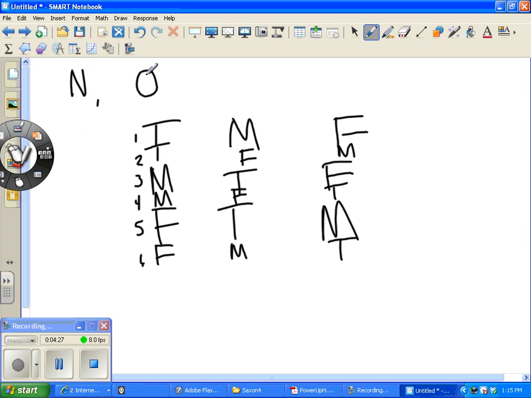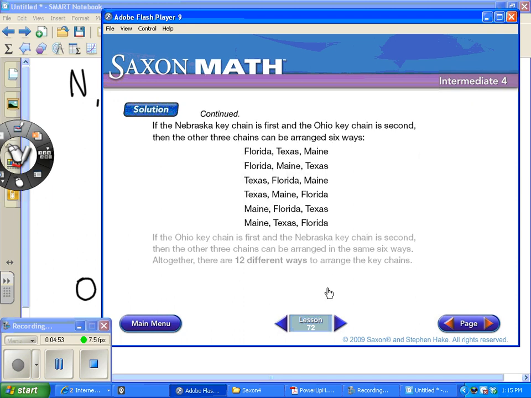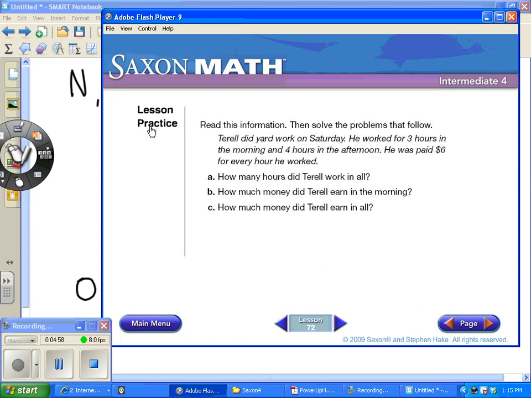But we know that these 2 are always on the first 2, but it didn't say which one was which. So what if we had Ohio first and then Nebraska? And then we could have these 6 ways again, right? So 6 combinations with Nebraska first and then Ohio, 6 more combinations with Ohio first and then Nebraska, and that would be 12 different ways all together. Now let's look at some lesson practice.